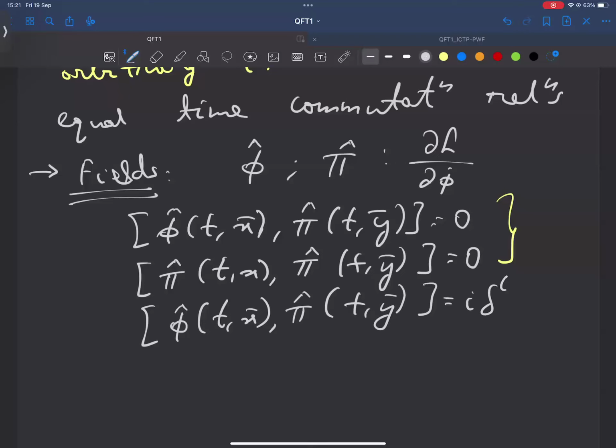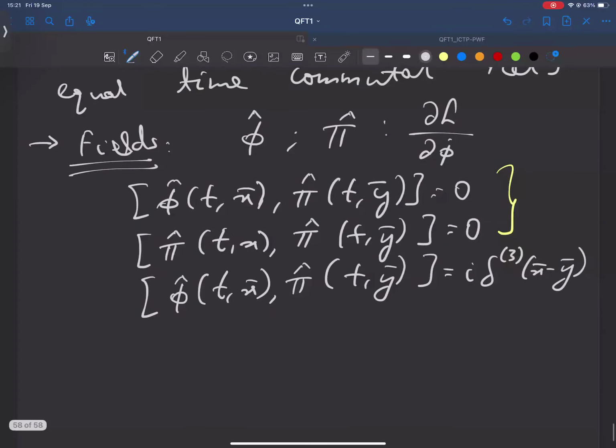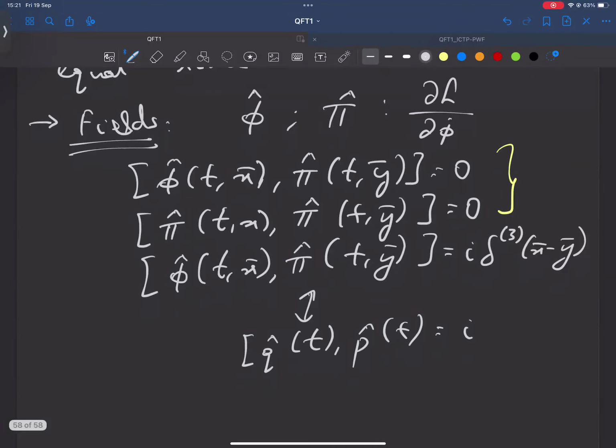Now we will again set H bar to 1, and we will get this non-trivial looking relation, okay? So this is analogous to what you had before as Q hat, T, P hat, T as I, and I'm setting H bar to 1. So this is the same as that, but just written in terms of fields now. And now let's quantize the theory, okay?